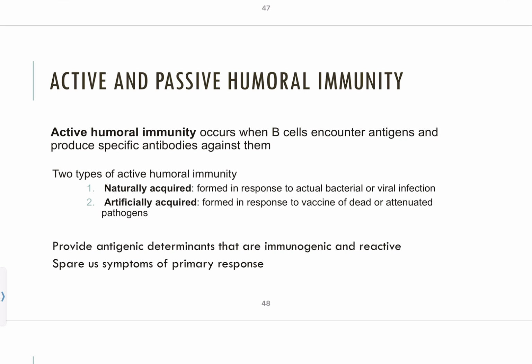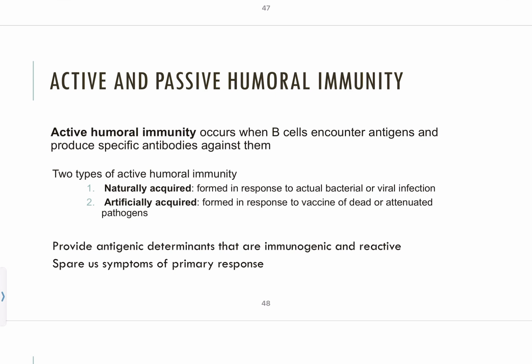If we're talking about active humoral immunity, we have two types. We have naturally acquired, where we were actually exposed to that antigen or that pathogen itself, and then we produce our plasma cells and eventually our antibodies. Or we can have artificially acquired, which is essentially the basis of a vaccine, where we're having exposure to the antigen of the pathogen, and then we're going to produce antibodies against it. These are small amounts. It's not an actual naturally acquired infection.